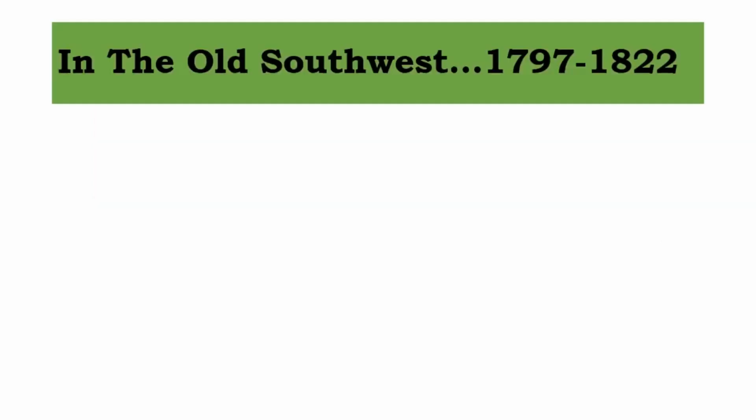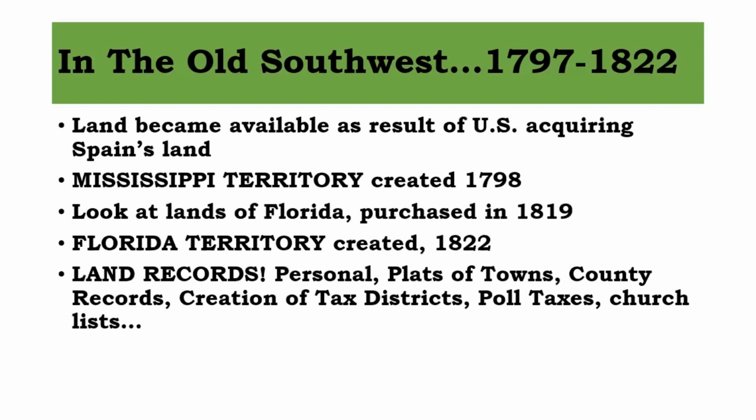In the Old Southwest, from 1797 to 1822, there was a whole bunch happening. The land became available as a result of the United States acquiring Spain's land. Remember, they got some Florida land. They got Mississippi Territory, and it was created in 1798. They purchased some of the lands in Florida in 1819, thereby taking all those British Tories who had fled there. They had to flee again to another place, and they created that territory by 1822.